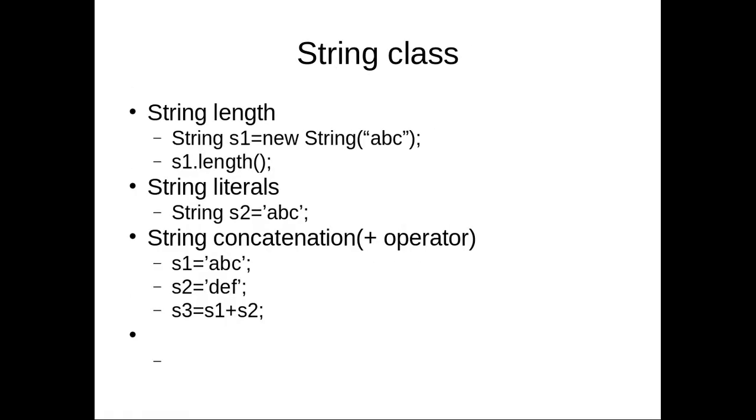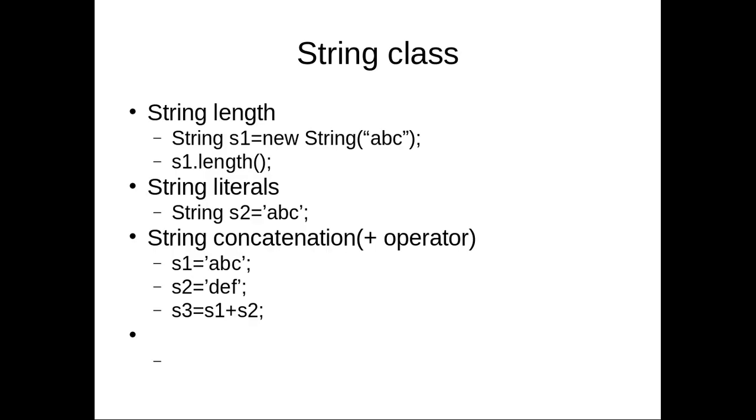Now string class, string length. String s1 = new String("abc"). Now s1 is a string which is abc, and s1.length() will return the length of the string, which is 3 here. Then string literals: String s2 = "abc". That means you can have a statement like this, with abc within quotes, and there is no need to have a constructor for that. Now s2 is a string which is abc.